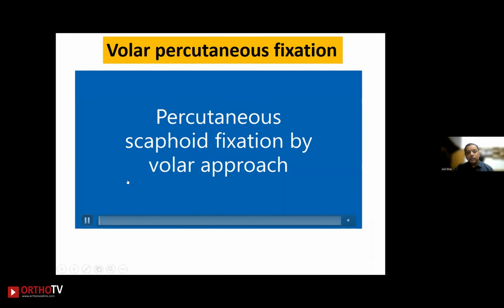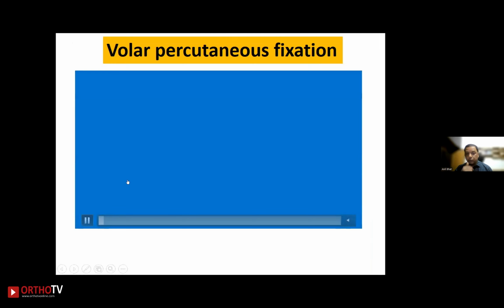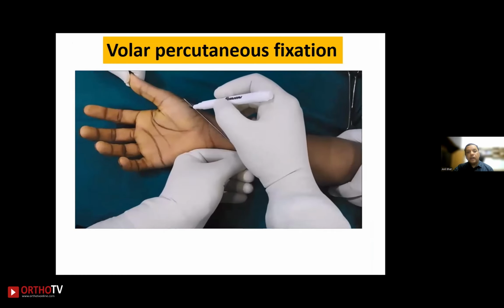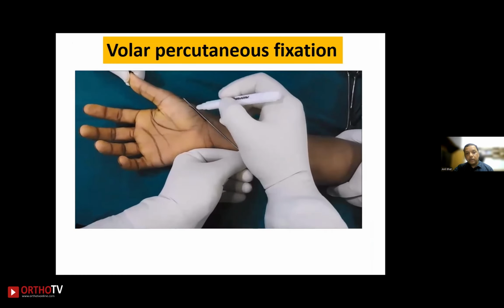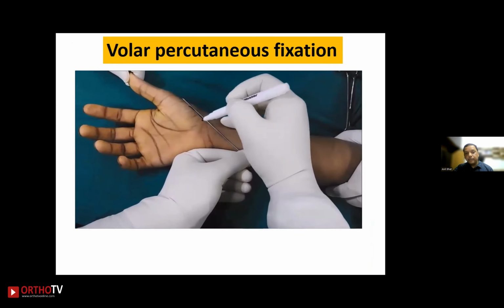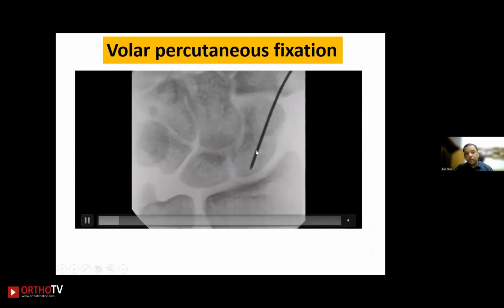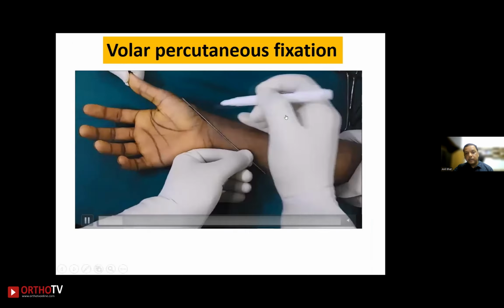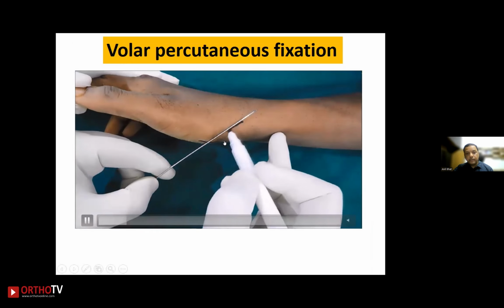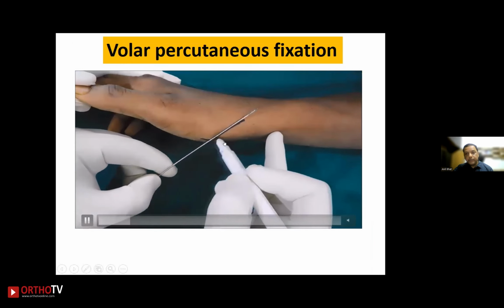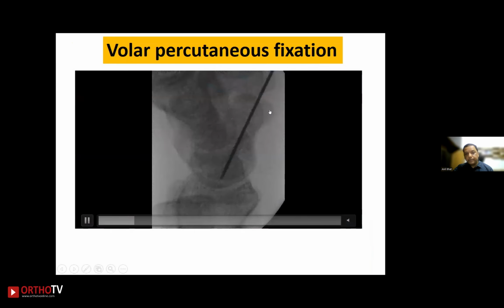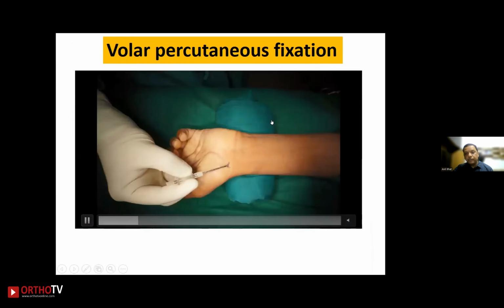So this is how you do a percutaneous fixation. This is how you draw the axis of the scaphoid in the AP view like this along the axis. You keep a wire there, you draw the axis. And again, in the lateral, you keep the wire like this. And so the entry point is basically where the meeting of those two axes happens.